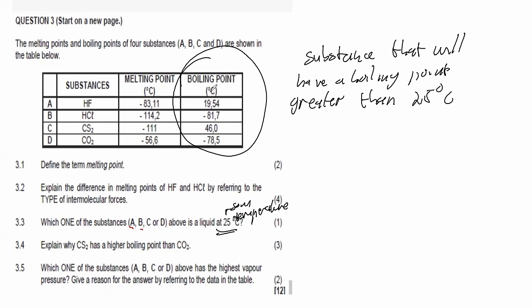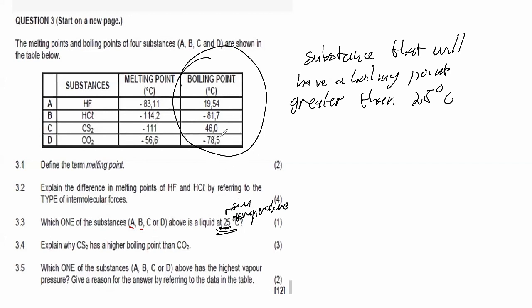So at this point already, at the time it reaches 25 degrees, it will already be a gas, because remember, boiling point is when it now changes from a liquid to a gas. So by 25 degrees already it will be a gas. Then this one reaches its boiling point at a way lower temperature, negative 81.7 degrees. So by the time it reaches 25 degrees Celsius, it would have long evaporated, right?